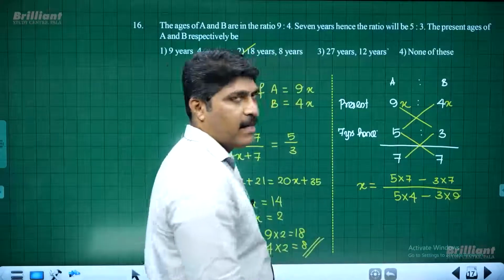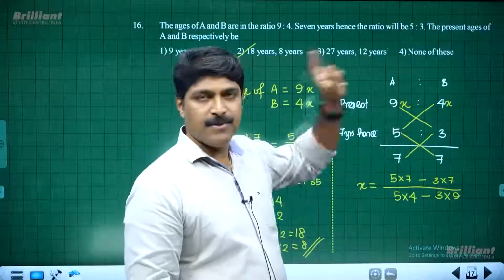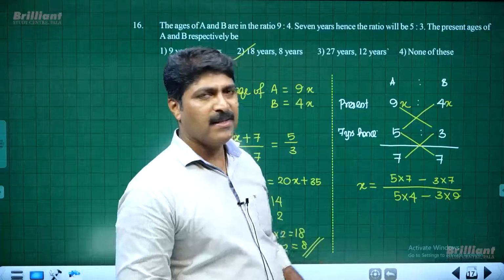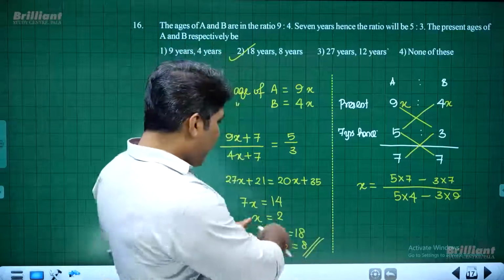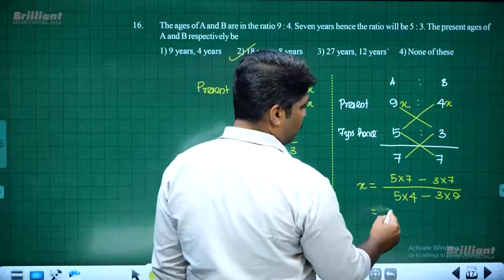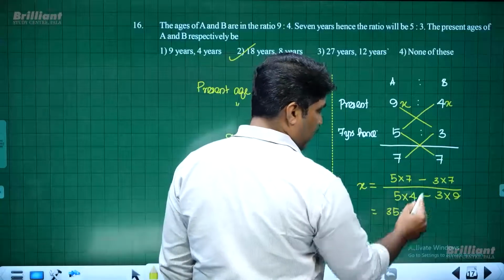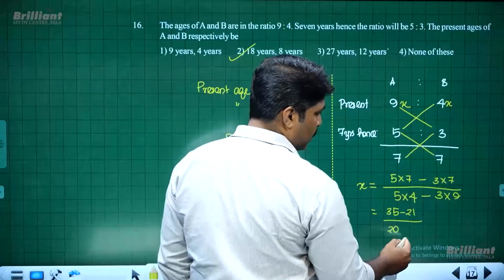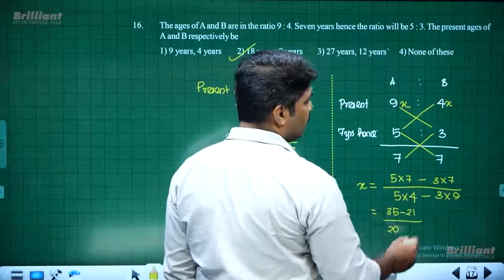Have you got the step clearly? So this is step 1, this is step 2. So step 1 for numerator, step 2 for denominator. You just simplify it. You'll get the same 2 instantly. Here, this is equal to 35 minus 21, divided by this is 20. So here, this is equal to 27.